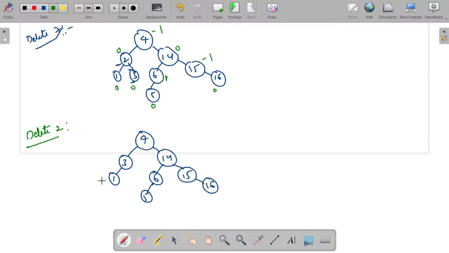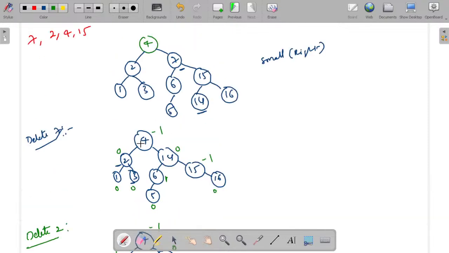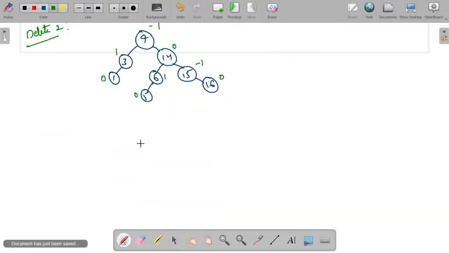0 for leaf nodes, and for this it is -1, and for this it is +1, for this it is 0, and for this it is 1, and for 4 it is 2 minus 3, same as it is -1. So we have deleted 2 also successfully. Now we should delete the next number, which is 4. So we will delete 4 now.